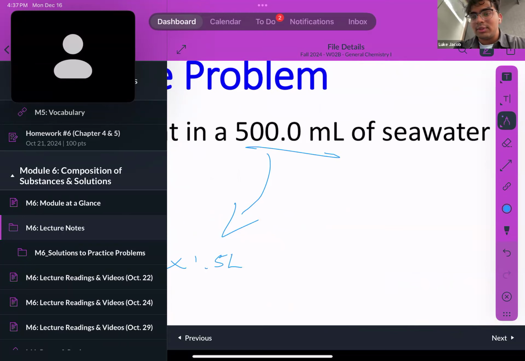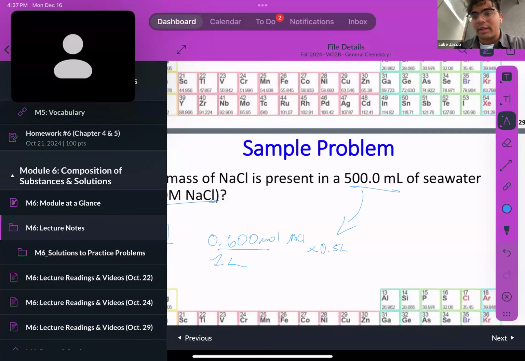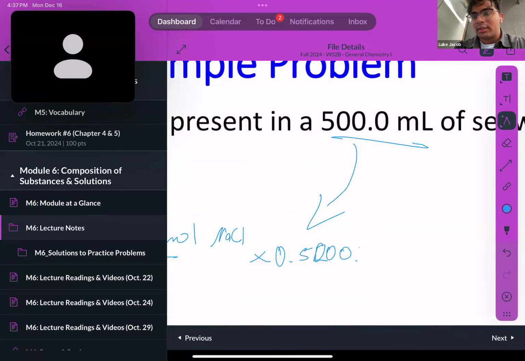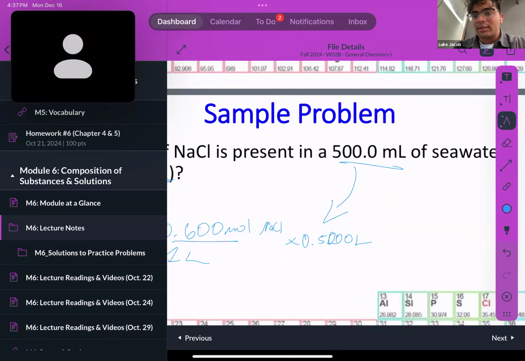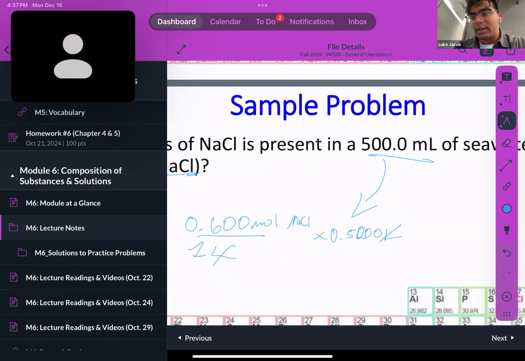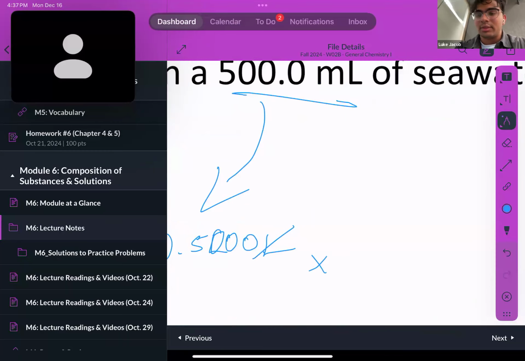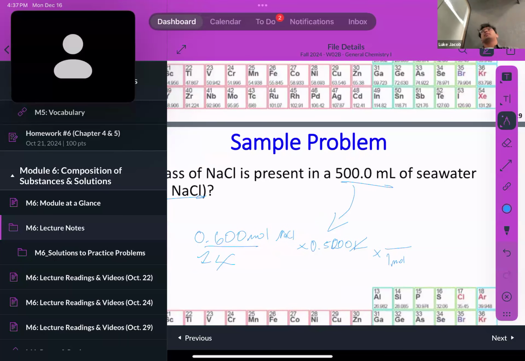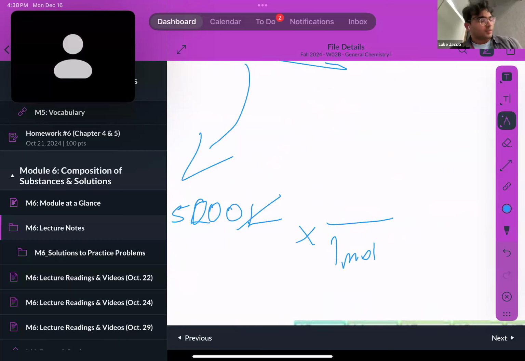So it would be 0.5 liters, or 0.500, because that's technically the sig figs. So that would get rid of liters, and now you have just moles. Now what you want to do is use the molar mass. I believe the molar mass of sodium is 22.99 and chlorine is like 35. Is that right? I'll look here. It is 35. Okay, good. So 22.99 plus 35.